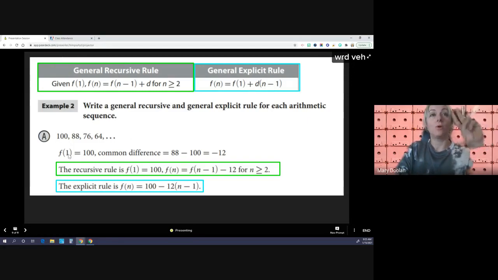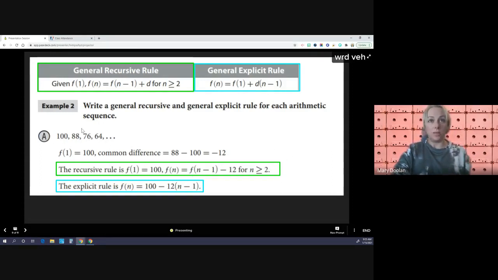We have to figure out what f of 1 is. What is the first term in the sequence? That's what f of 1 is, the first term in the sequence. So the first term in the sequence is 100, yes. And the other thing we have to figure out is little d, the common difference. All you have to do is see, what do I add each time? Subtract the two terms to see what we add each time.